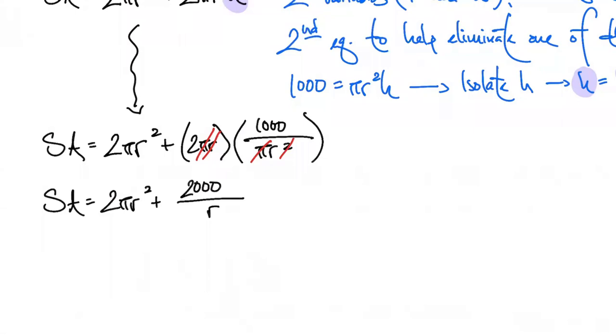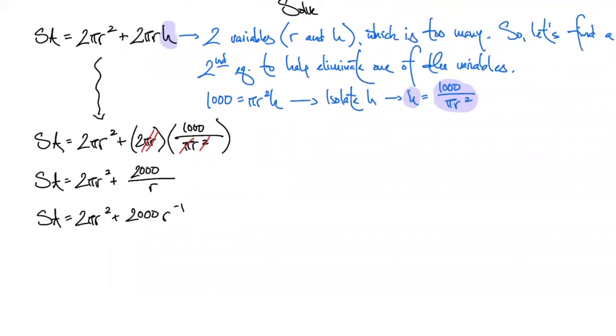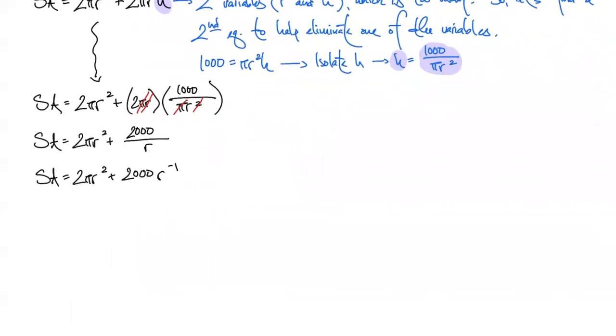Good. So let's do that. Surface area equals 2 pi r squared plus 2000 r to the negative 1. All that work that you put in to learning how to rewrite things with their powers and all those exponential rules that I know you know, paying off big time, right?